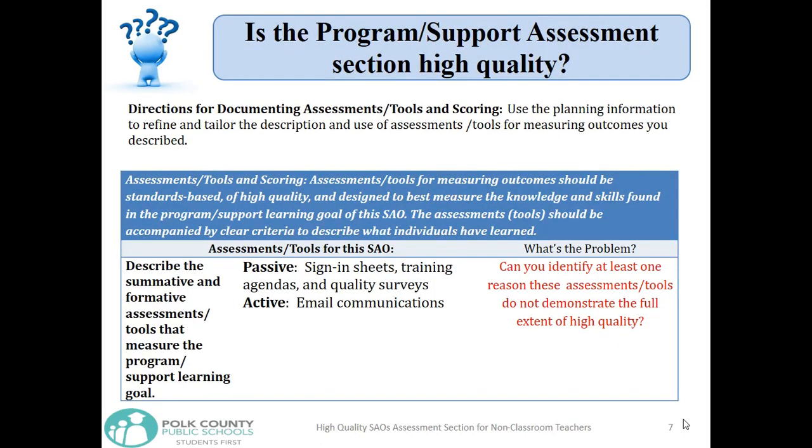The assessment tools identified for this learning goal are the use of passive tools such as sign-in sheets, training agendas, and quality surveys, and the use of active assessment tools in which there would be a communication through email. Based on the way the assessment section is written, there are several reasons that it does not fully demonstrate high quality. Can you identify at least one of the reasons?